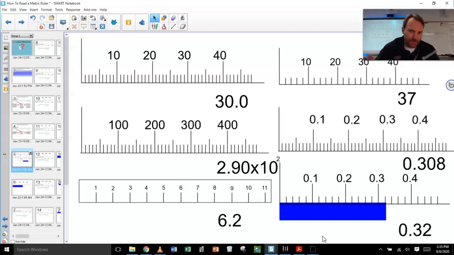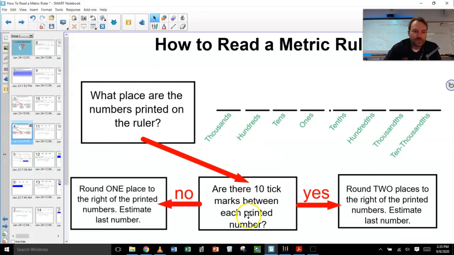Now, in summary, remember, look to see what numbers are printed on this thing. If there are 10 divisions, then you go 2 to the right. If there are not 10 divisions, then you can only go 1 to the right.